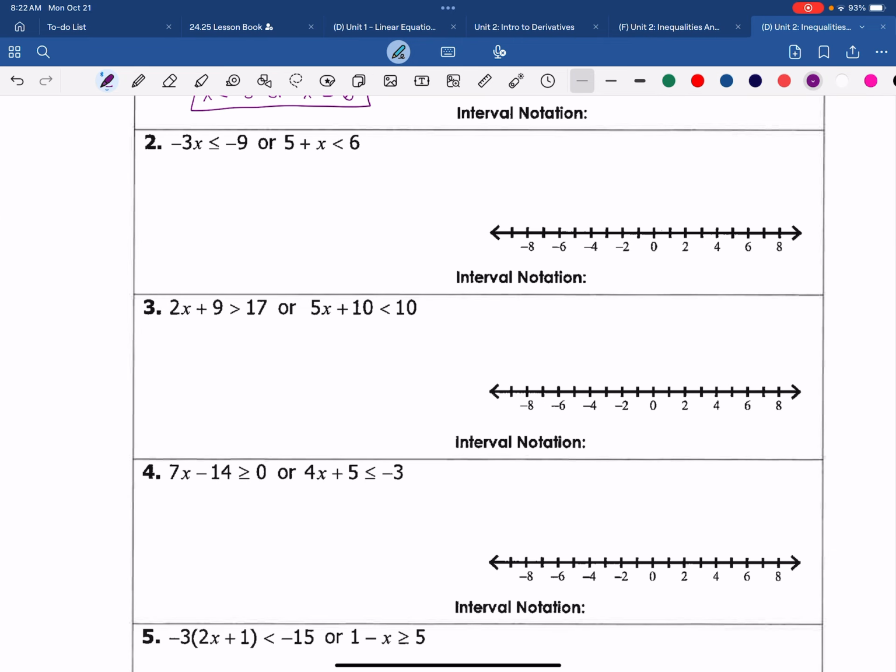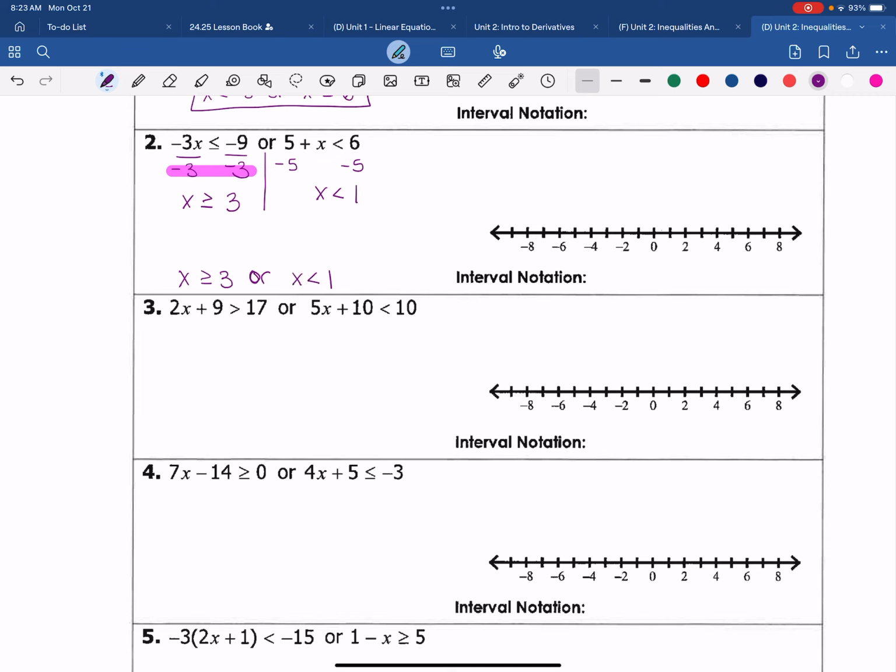So we have an or. My final answer is going to have an or in between my two inequalities. I'm going to start off on this left side. I'm going to divide by -3. I'm dividing both sides by -3, so I need to switch my inequality sign. A negative divided by a negative is a positive, so I get x greater than or equal to 3. So that one's all set. Now I'm going to subtract 5 from either side. I get x is less than 1.